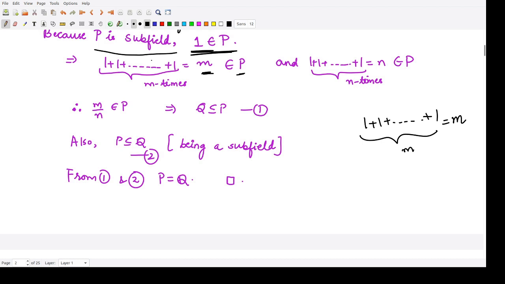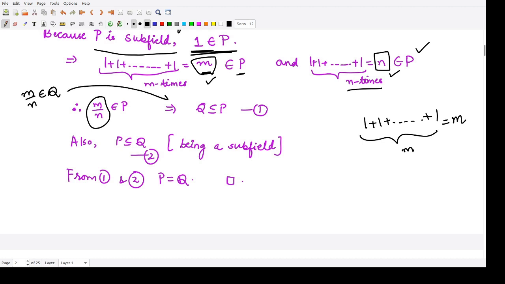So when you add the elements of P, you will again get an element of P, and when you add this 1 n times, you will have n as the element which is also present in P, because it is a subfield. So now because m and n both are present in P and their GCD is equal to 1, we say that their division is also present in P. So that means every element of this kind, m upon n, which was present in Q, is also now present in P. So we say Q is a subfield of P.